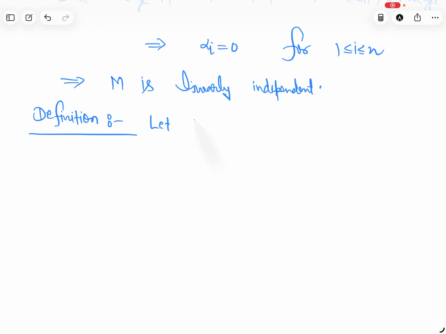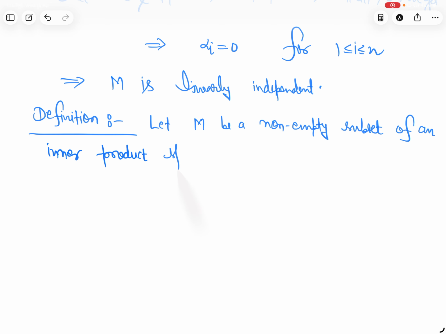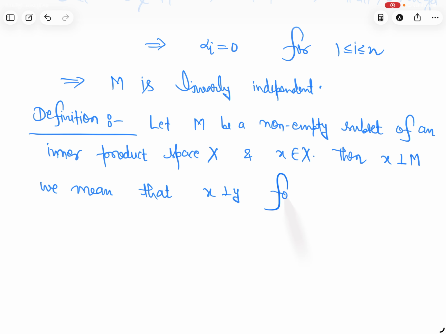Let M be a non-empty subset of an inner product space X and x belongs to X. Then by x orthogonal to M, we mean that x is orthogonal to y for all y belongs to M. Okay.